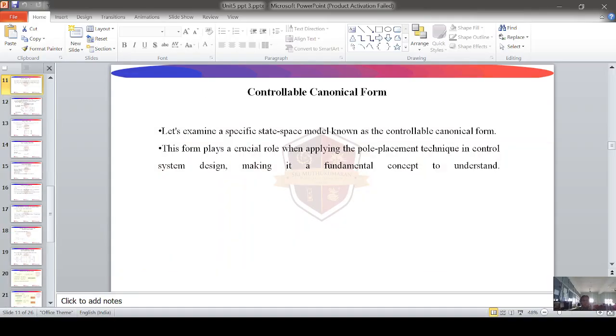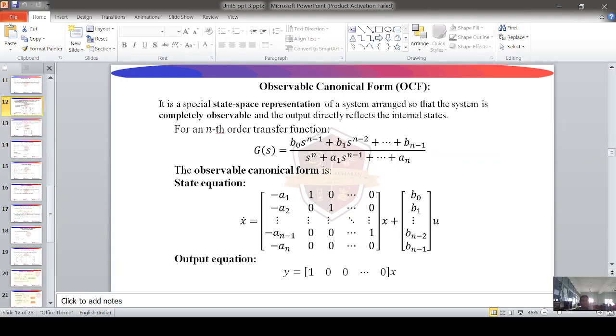The controllable canonical form examines a specific state space model known as the controllable canonical form. This plays a crucial role when applying the pole placement technique in control system design, making it a fundamental concept to understand. Then the observable canonical form.